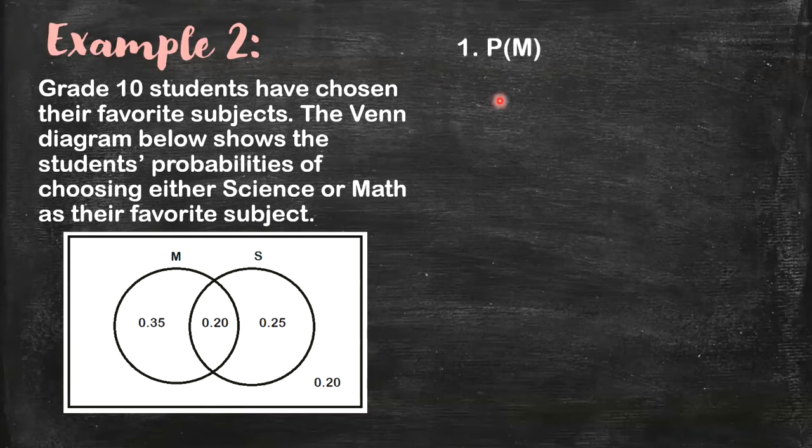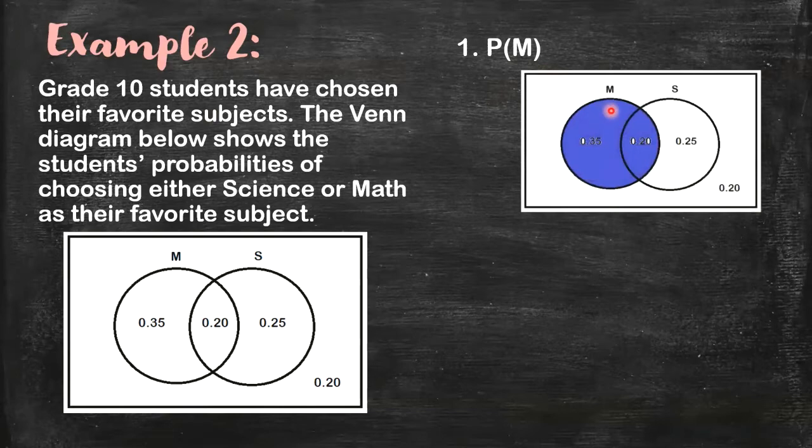Let's say we want to get the probability of M. So, this is the probability that a randomly chosen student has math as his or her favorite subject. Okay? So, ibig sabihin yan, ito lang i-consider nyo. Okay? So, kung ano yung nakikita nyong shaded portion, i-add nyo lang. So, that will be the probability of M. Okay? So, you have 0.35 plus 0.20. So, you will get 0.55. So, 55% of grade 10 students has math as their favorite subject.